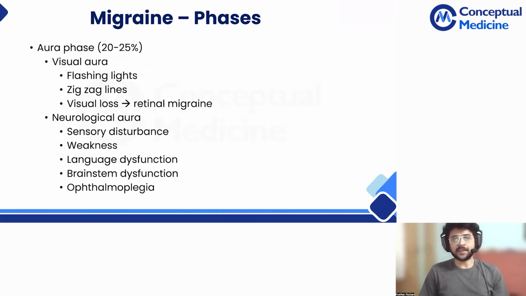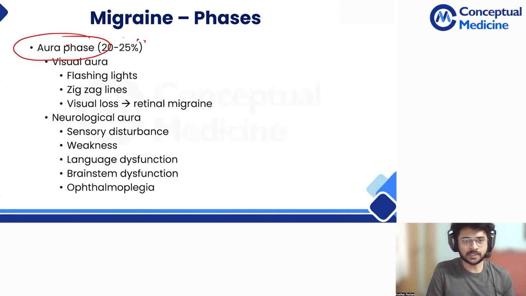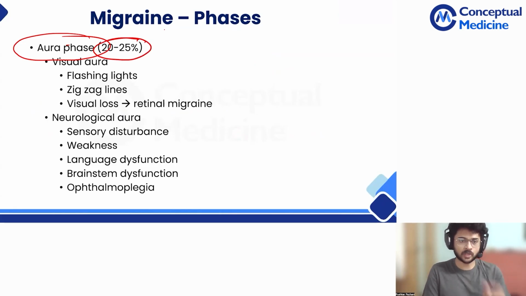So what are the different phases of a migraine headache? There are four phases of a migraine. So we'll go into that. First is the aura phase. Remember that around 20 to 25% of patients will have an aura. This can either be a visual aura or it can be a neurological aura.